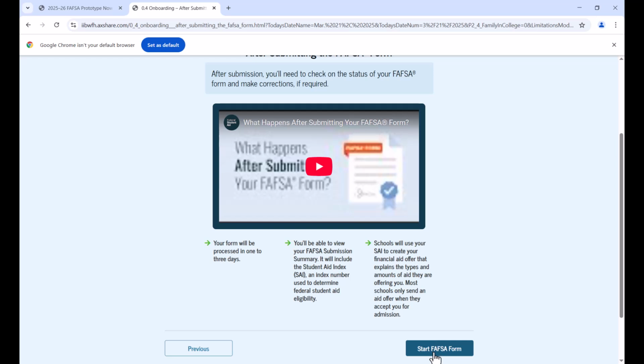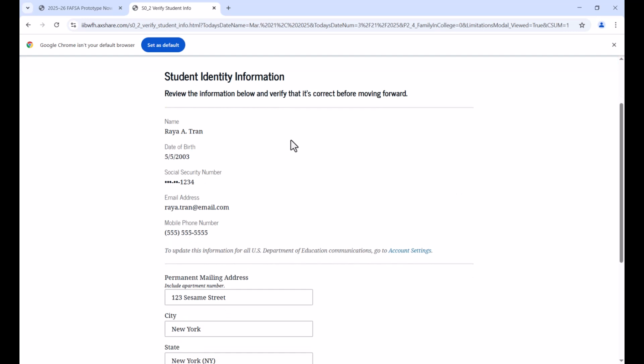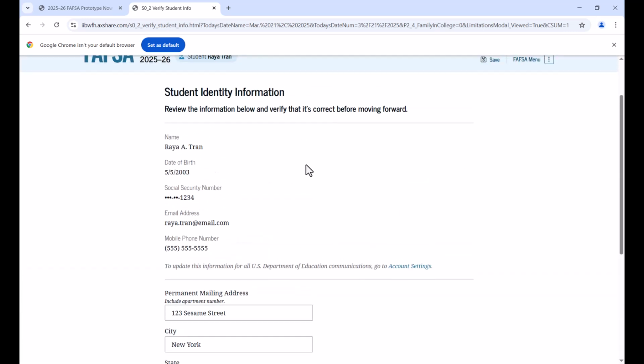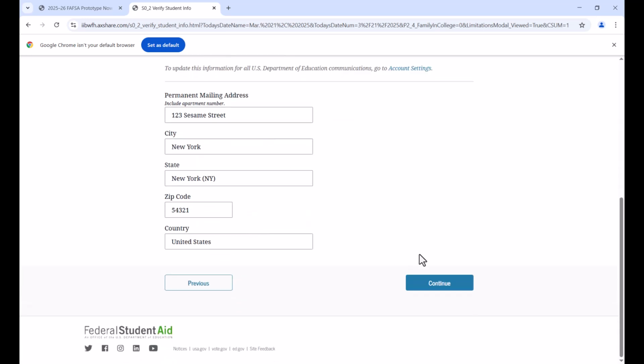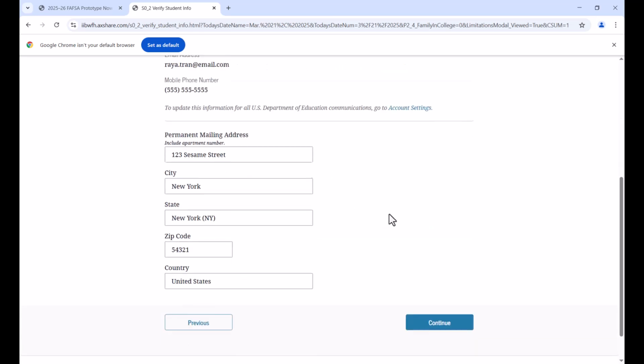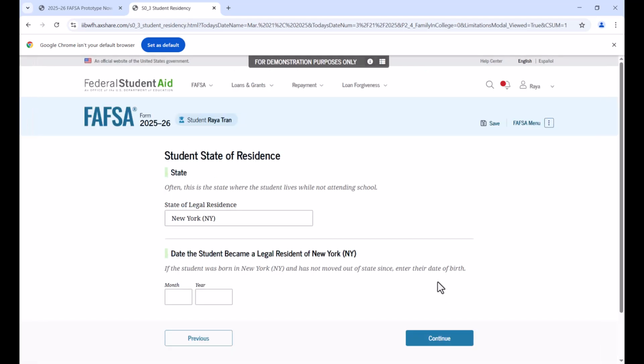So now we're going to select Start FAFSA form. From there, it is going to bring up all of the student identity information that is listed on the studentaid.gov account or FSA ID account. If there is something that is inaccurate, you can change it here, but just be mindful to go back in and change it on your FSA ID account as well. We're going to select Continue if everything looks good.